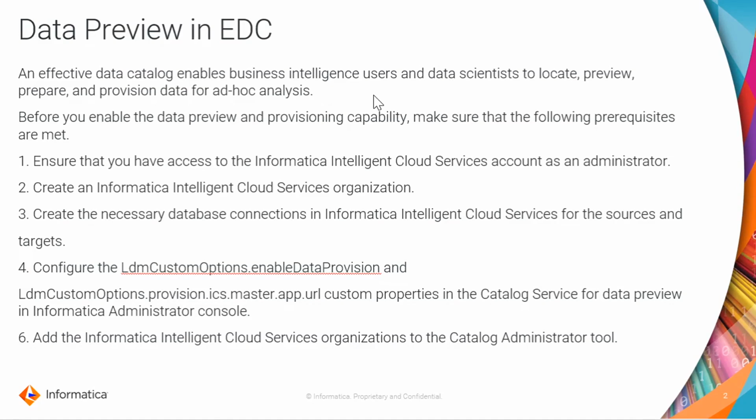Now we are going to understand the prerequisites we have to follow before performing data preview. We have to ensure that we have access to the Informatica Intelligent Cloud Services account as an administrator. After that, we have to create an IICS organization. We have to create the necessary database connection in IICS for the source and the target. After that, we have to provide some custom properties in the catalog service. And after that, we have to add that Informatica Cloud Services organization to the EDC tool. In the next slide, I'm going to demonstrate the same.